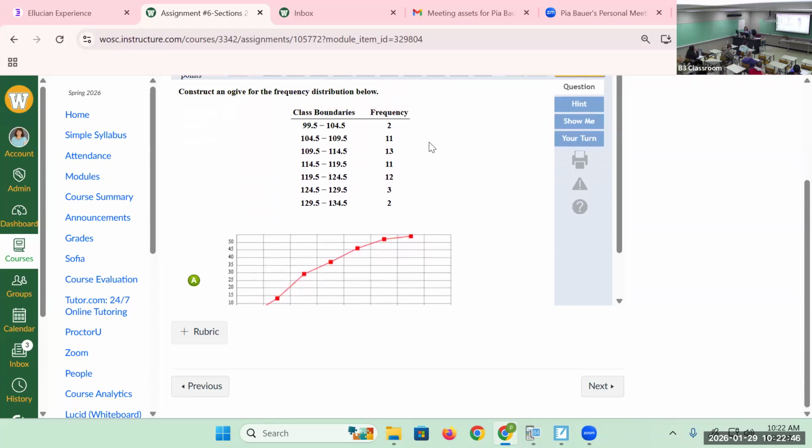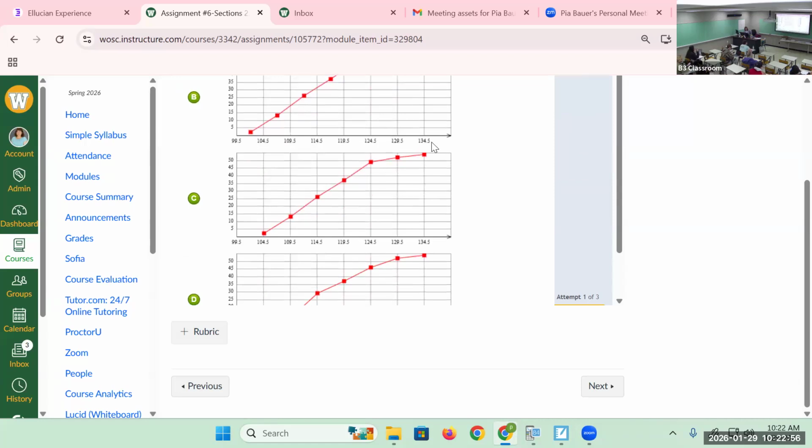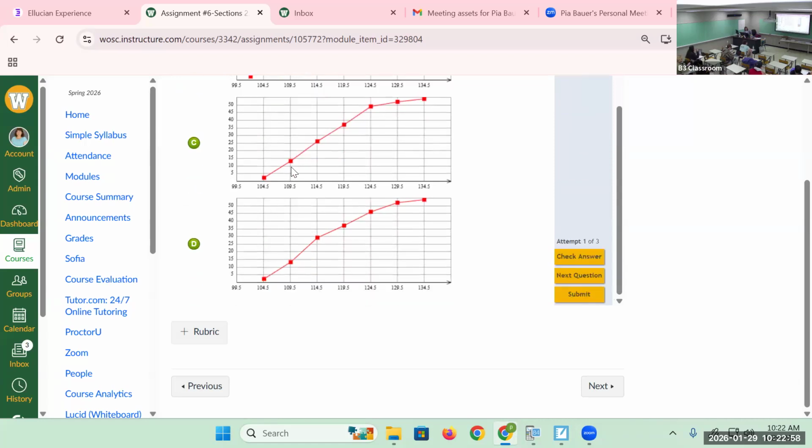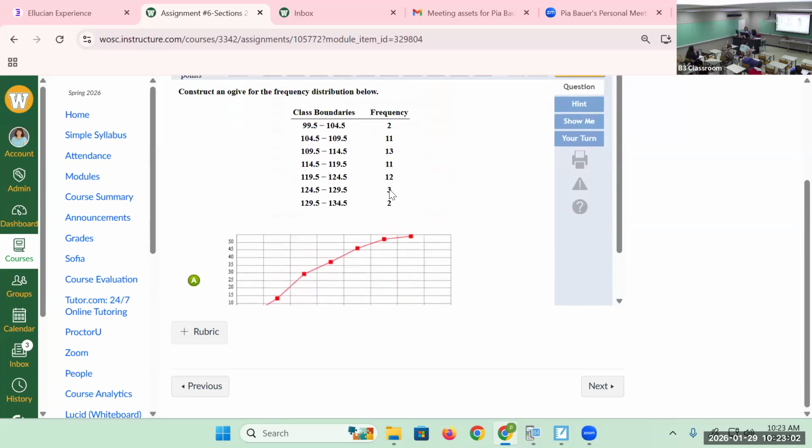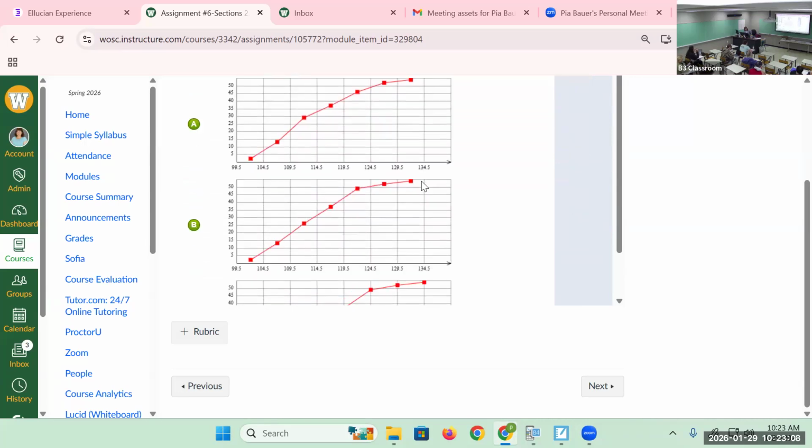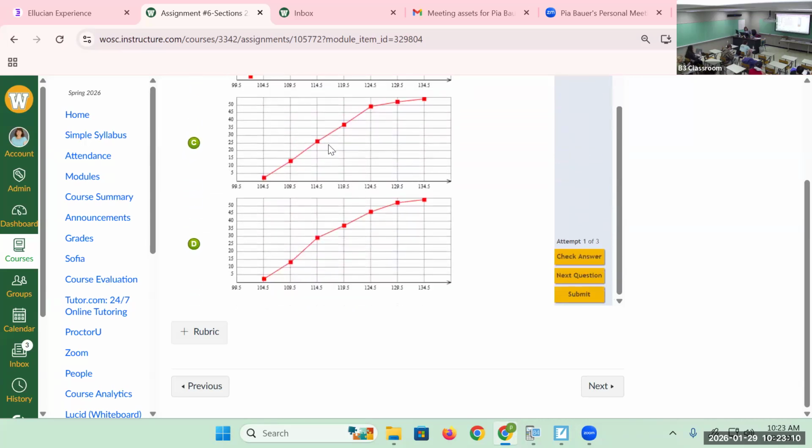Remember, it's 2 here. What would this one be? 13. So now I'm going to check here. And so they both look to me like they're on 13. So now, if this is 13, what will the next one be? 26. So I'm going to check that, C and D.